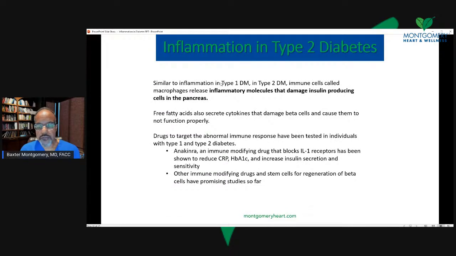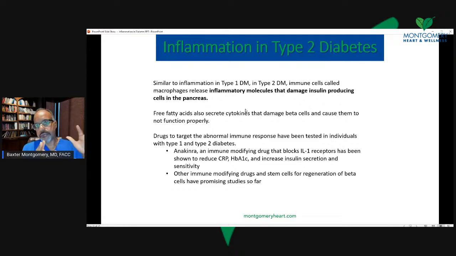Similar to inflammation in type 1 diabetes and type 2 diabetes mellitus, immune cells called macrophages release inflammatory molecules that damage insulin-producing cells in the pancreas. So even though type 2 diabetes is primarily a mechanism of insulin resistance, the underlying inflammatory process that's affecting the liver and the skeletal muscles can also affect the pancreas.